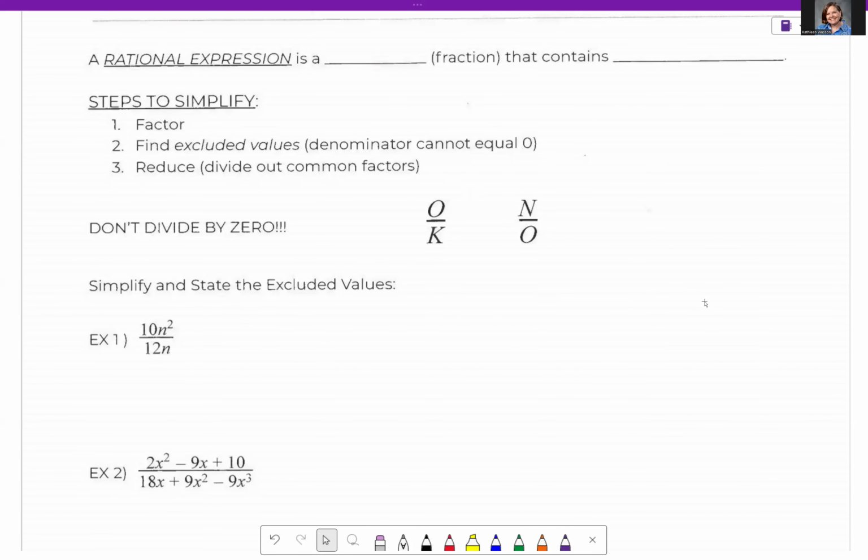In math, the group of numbers that can be expressed as a fraction are called rational. So a rational expression is rational, which means that it can be written as a fraction, and it contains variables. Or one variable. In particular, rational expressions many times include a variable in the denominator.